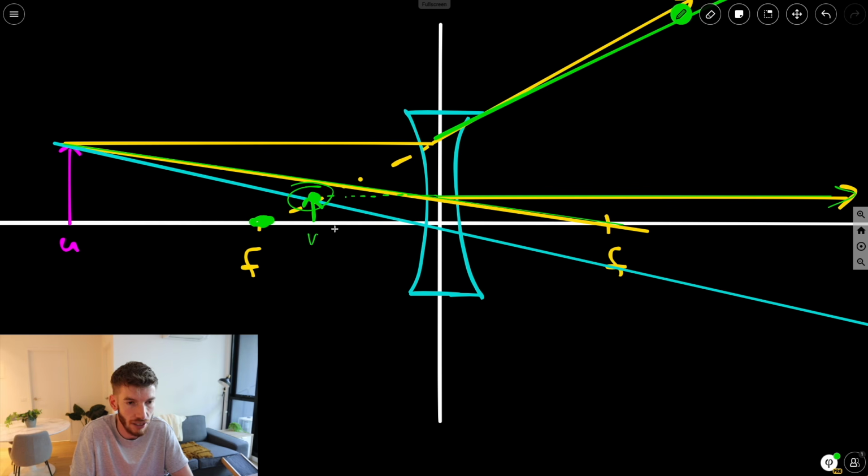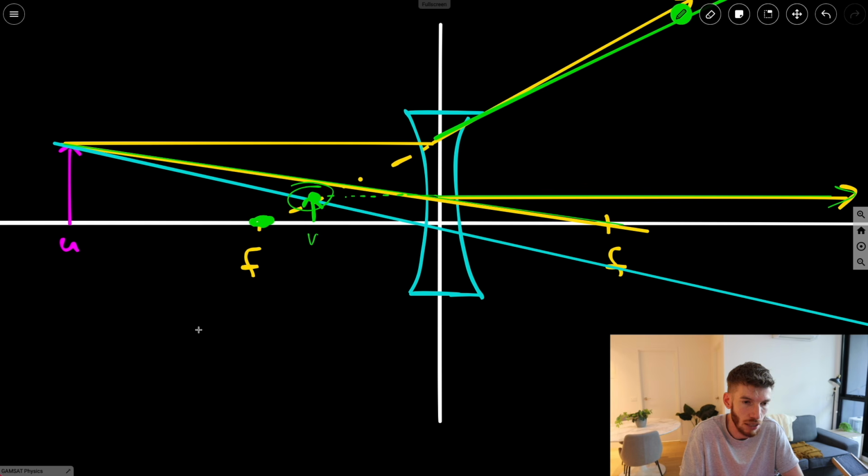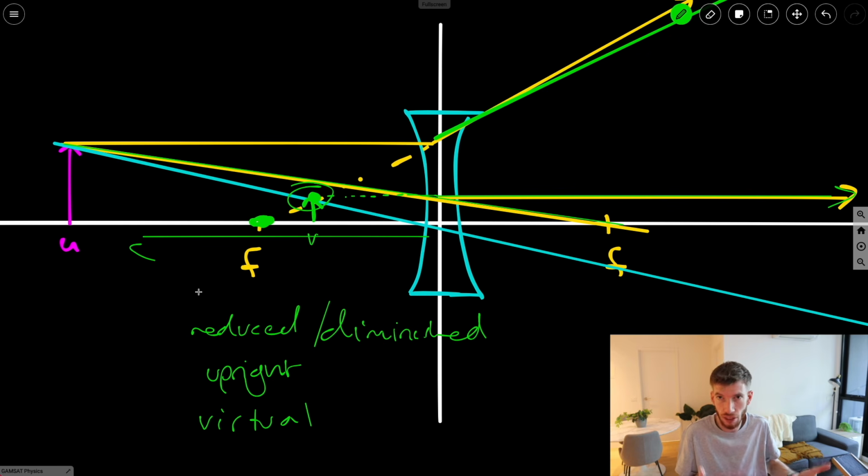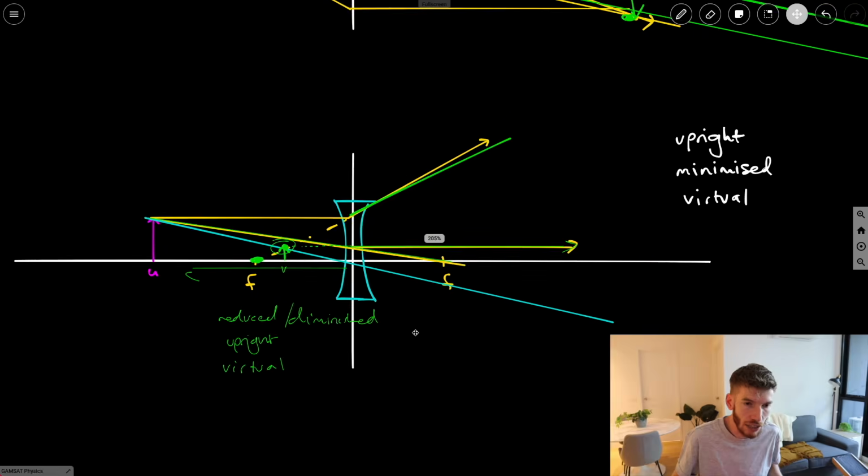So what that means is this is our image, and you can see now the image is reduced or diminished. It's upright this time because it's facing upwards. It's on the positive side of the axis. And then it's also going to be classified as virtual because it's on the same side of the lens as the object was. And that's it. So you can literally just repeat those steps, right?